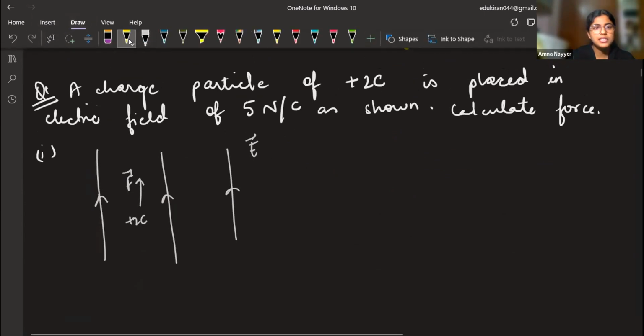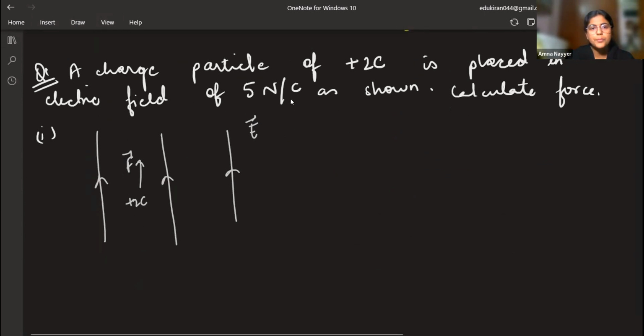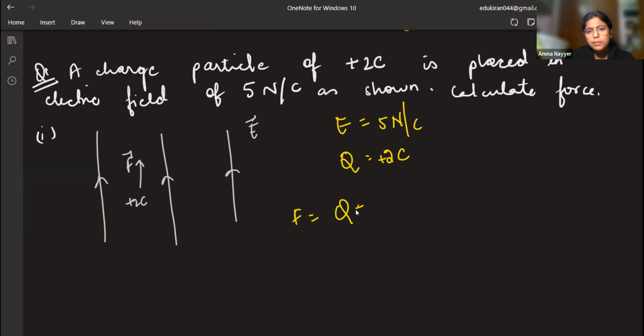Now see, if this is the case given to you. Electric field is given as 5 Newton per coulomb. Charge is given as +2 coulomb. So force will be what? Force will simply be plus QE, right? That is 2 into 5, which is 10 Newton.